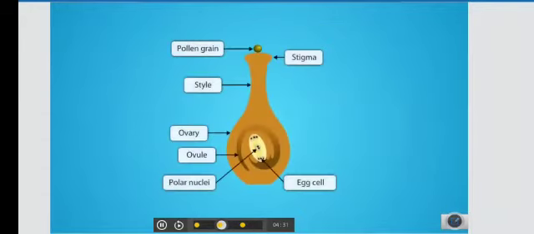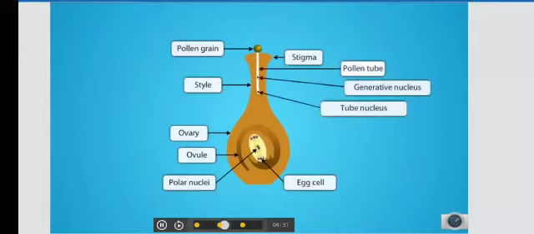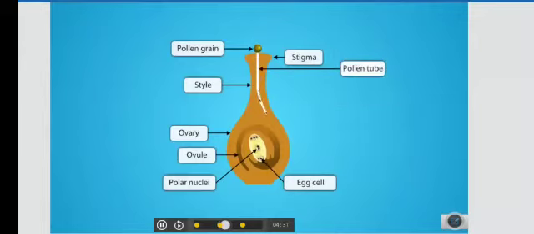After a pollen grain has reached the stigma of the correct plant, a pollen tube grows out of the pollen grain and makes its way through the stigma to the ovary. The generative nucleus in the pollen grain divides to form 2 sperm nuclei.